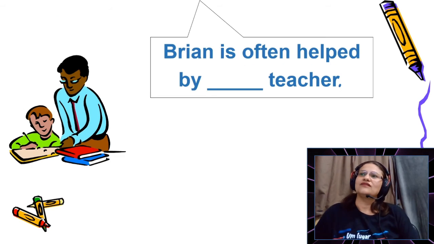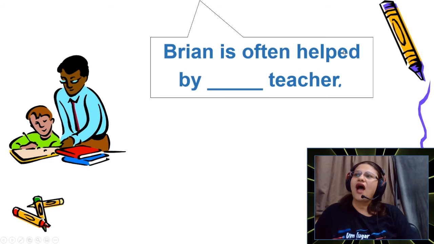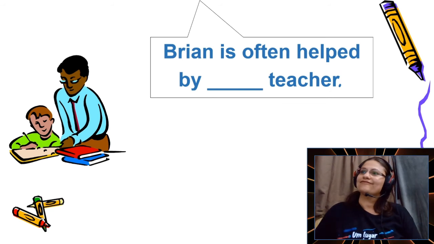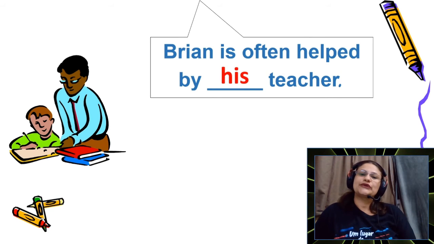Now we have these two guys here. Brian is often helped by teacher. Brian is he, and the possessive adjective for he is his. Brian is often helped by his teacher.